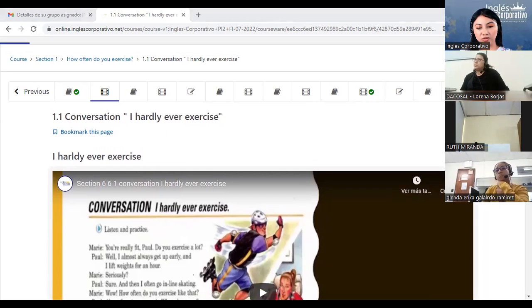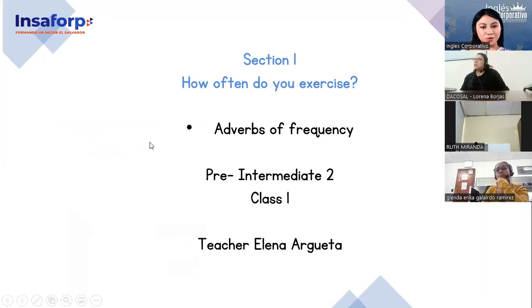Vamos a ver, what is class number one about? Here we go. Section number one, how often do you exercise? How often do you exercise? That is the topic for this class. This is the pre-intermediate two, class number one, and this is the teacher's name. Adverbs of frequency. Look, what is the first question that we have here?